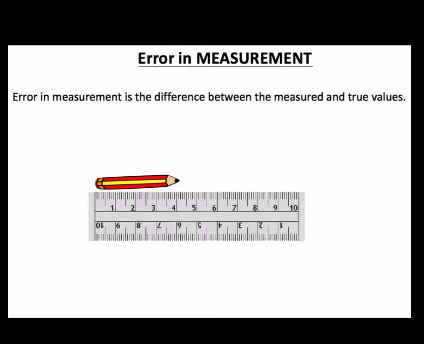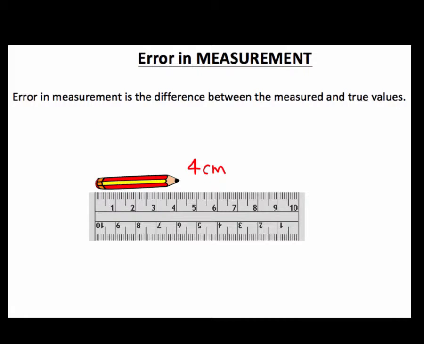Now, we've been doing some work on measurement, and you know that whenever you measure something, you could probably have measured it a little bit more accurately than what you actually wrote down. So having a look at the pencil that we've got on the screen here, it looks to be about 4 centimetres long. But is that an accurate measurement? So let's have a look.